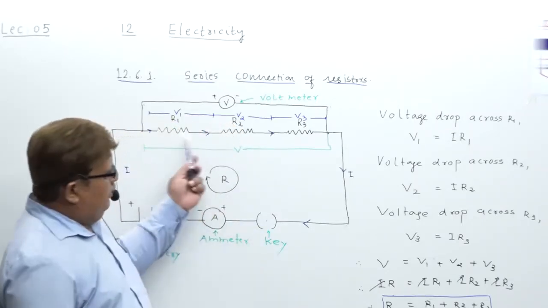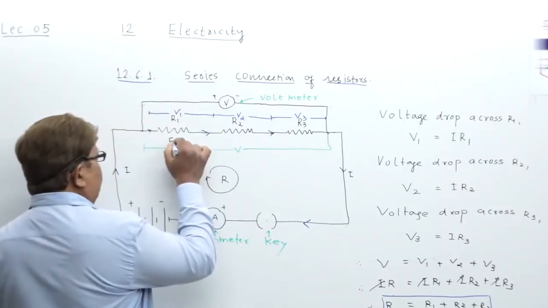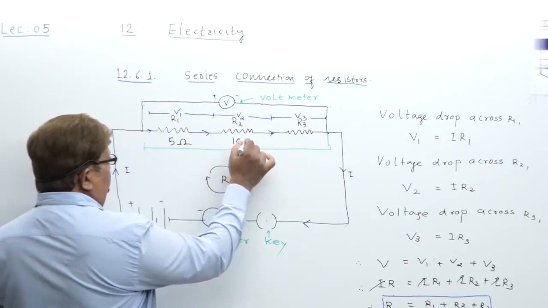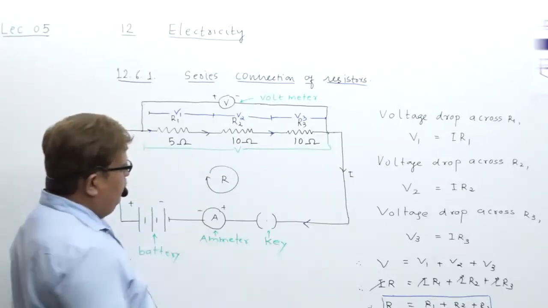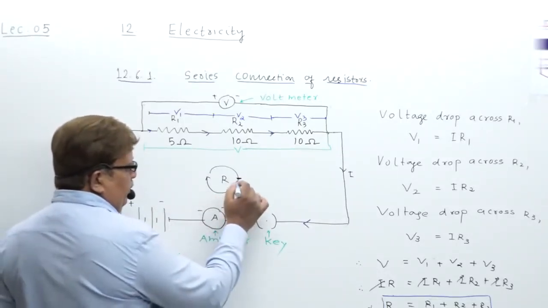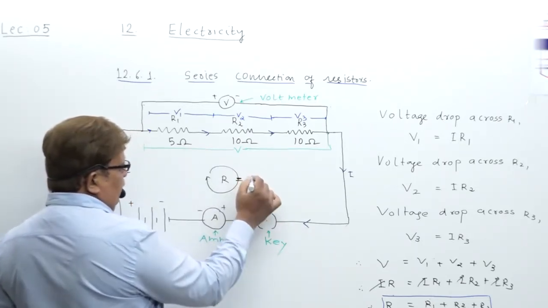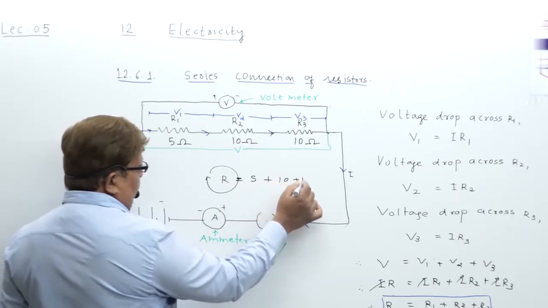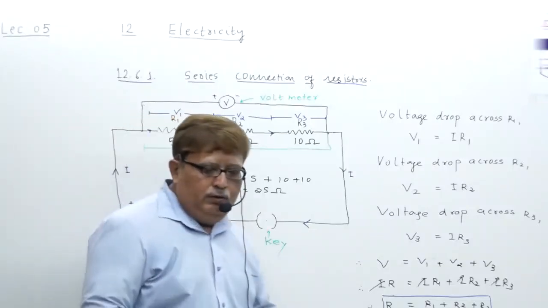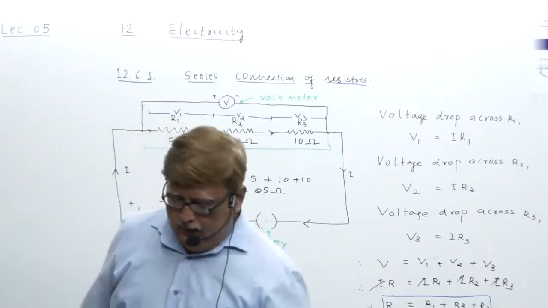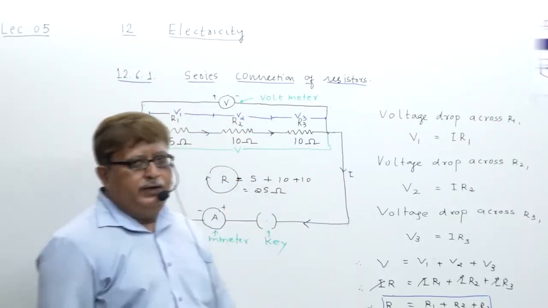Suppose I have taken three resistors, one of 5 ohm, this is of 10 ohm, and this is of 10 ohm. Can you tell me what is the overall resistance in the circuit? What formula we got? R equal to R1 plus R2 plus R3, 5 plus 10 plus 10. What is the answer? 25 ohm. So overall resistance produced in the circuit is 25 ohm.